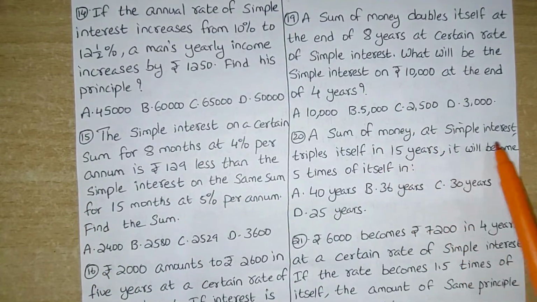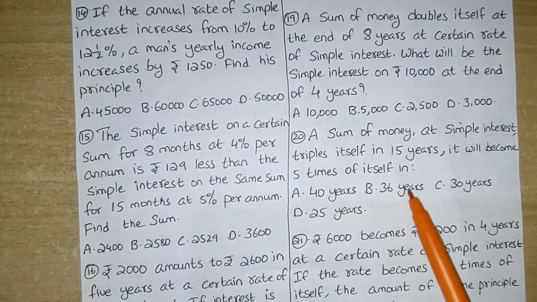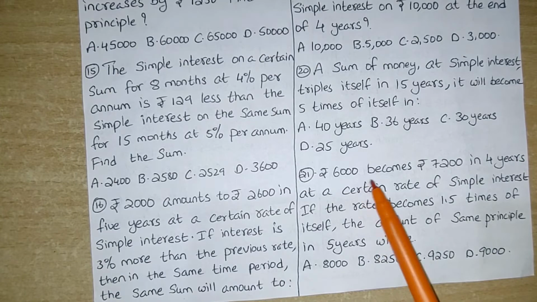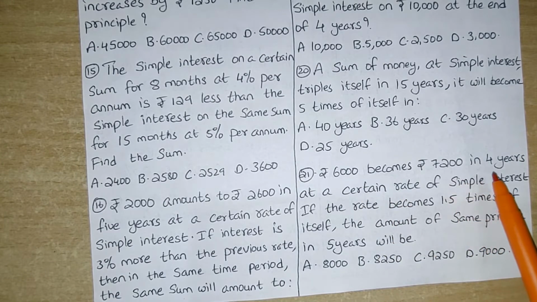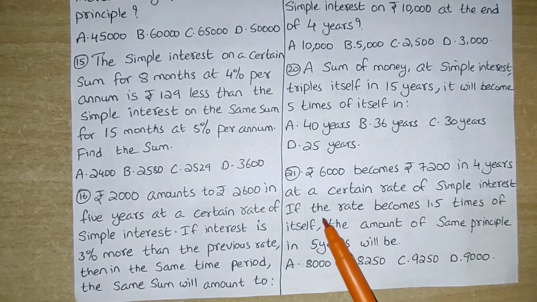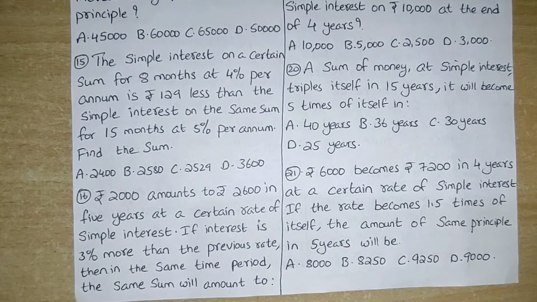A sum of money at simple interest triples itself in 15 years. It will become 5 times of itself in how many years? 21st, rupees 6,000 becomes 7,200 in 4 years at a certain rate of simple interest. If the rate becomes 1.5 times of itself, the amount of the same principal in 5 years will be how much?